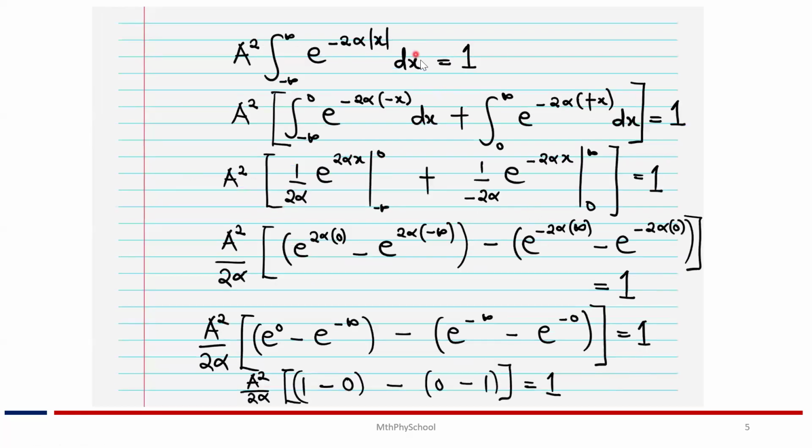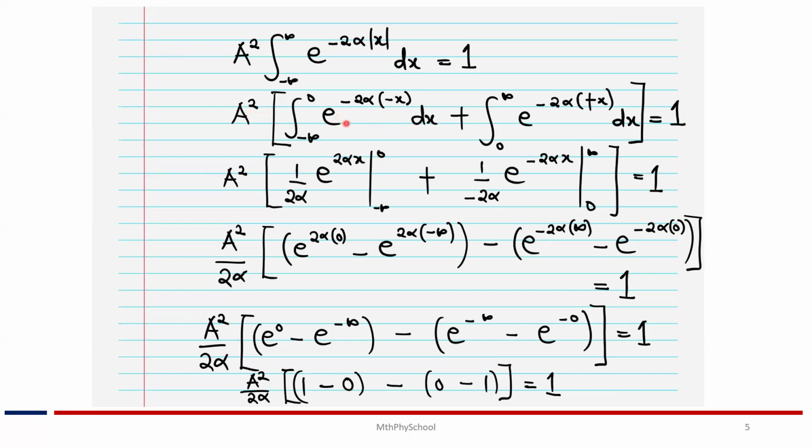Now, x can be negative or it can be positive. So with that information, we can split the integral from -infinity to 0, which takes care of all negative values of x, and then from 0 to infinity, which takes care of the positive values of x. This is to help simplify the problem. Every factor that is independent of x is factored out of the integral, like A squared in this case.